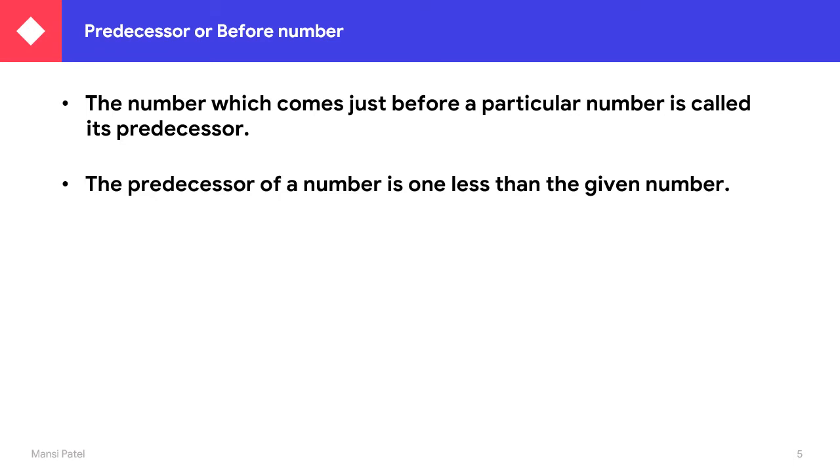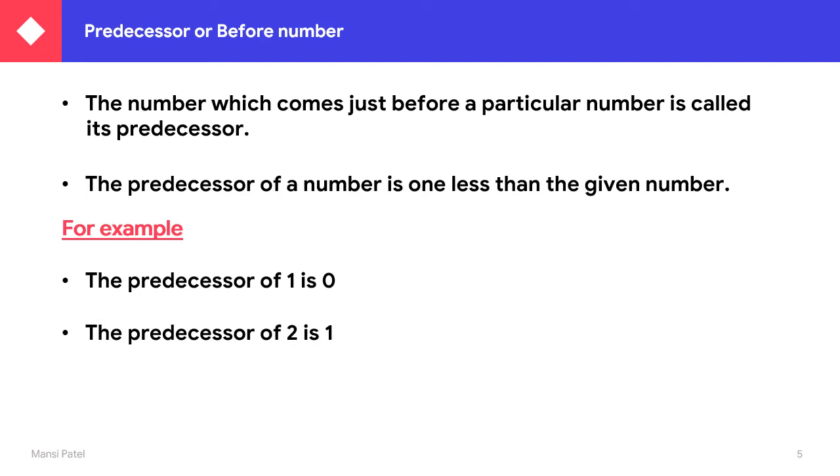So see here, this thing with the help of one example. The predecessor of 1 is 0. How it comes 0? So here you have to subtract 1 from 1. So 1 minus 1, it's a 0. Predecessor of 2 is 1. 2 minus 1 is 1. Predecessor of 3 is 2. 3 minus 1, it becomes 2.